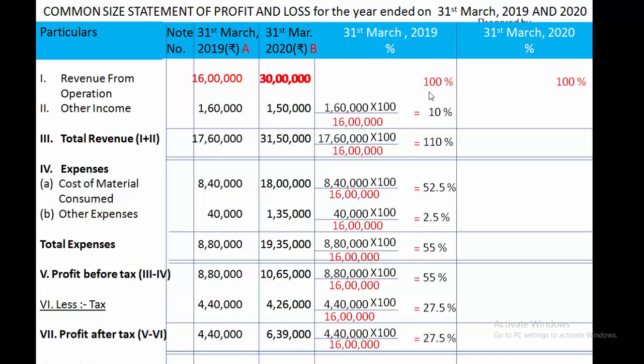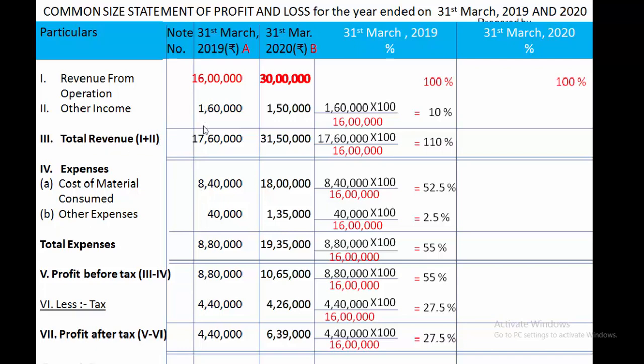In this particular column, you can check that 100 plus 10 is equal to 110%, 52.5 plus 2.5 is equal to 55%, 55 minus 27.5% is equal to 27.5%. So all these columns are calculated in the same way.